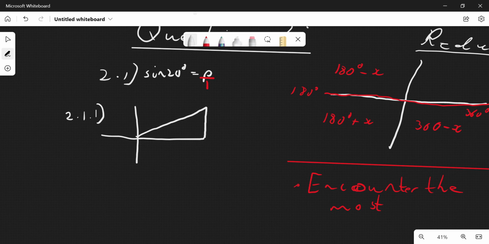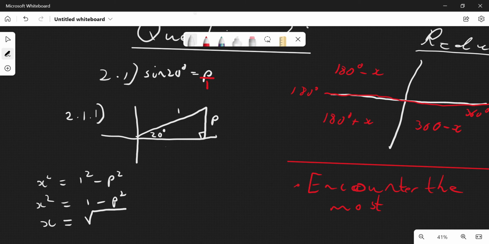In trig, always try and construct a triangle. So here we have 20 degrees. Sine of it, opposite over hypotenuse, is equal to p over 1. So let's use Pythagoras to find our adjacent value, right? So here we're going to say x squared is equal to 1 squared minus p squared, which gives us 1 minus p squared, of course. If that's x squared, we're going to root both sides, and that gives us the root of 1 minus p squared. So this value here is the square root of 1 minus p squared.